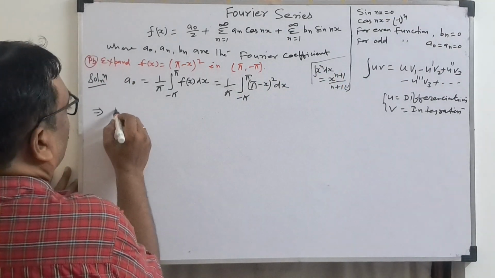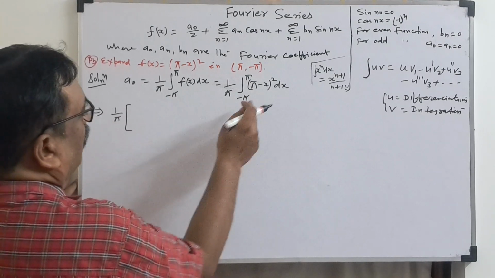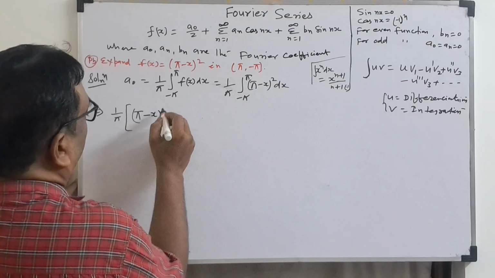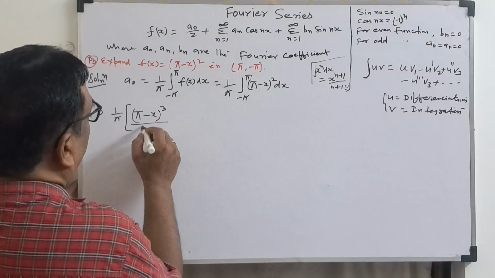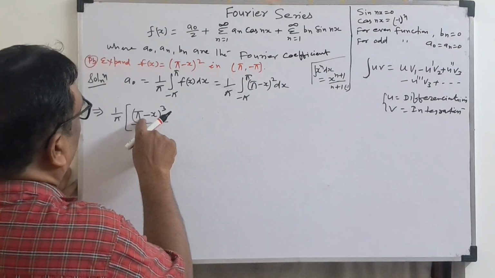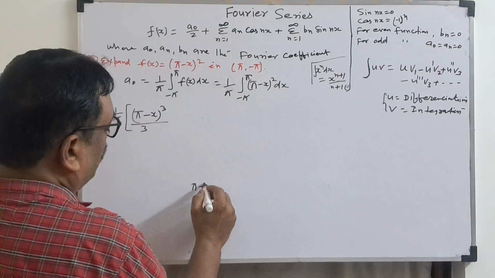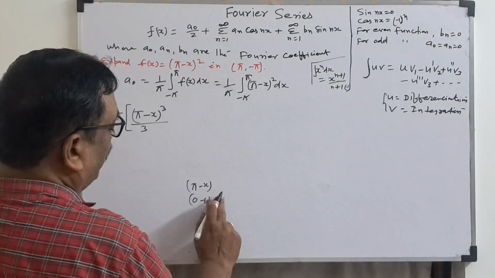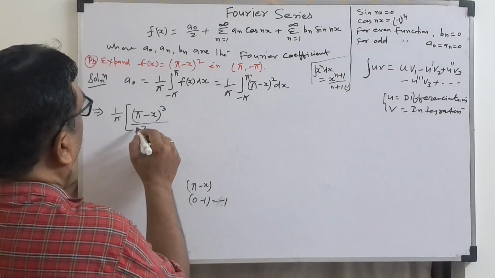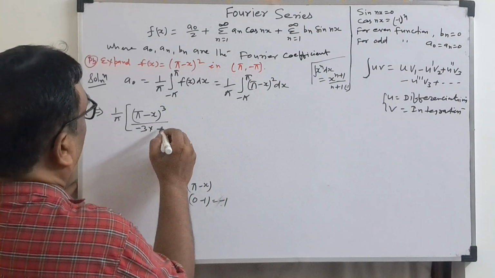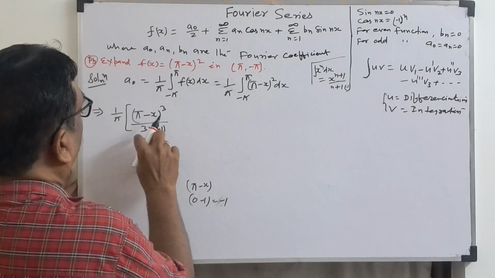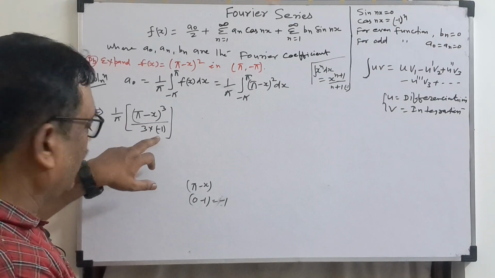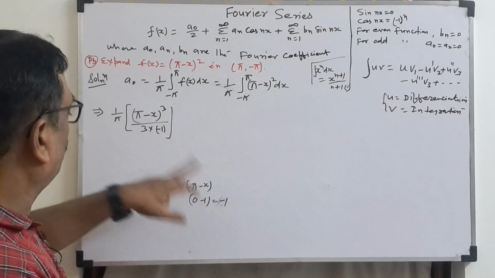So let us start here. 1 by pi, now the limit we'll write later. (pi minus x) power 2 plus 1, that is 3, by 3, 2 plus 1. Then the differentiation of pi minus x. If we differentiate pi minus x, what will come? 0 minus 1. So finally minus 1. Write minus 1 for your understanding. How does minus 1 come? Because after integrating pi minus x we again differentiate it. So 0 minus 1, so minus 1.